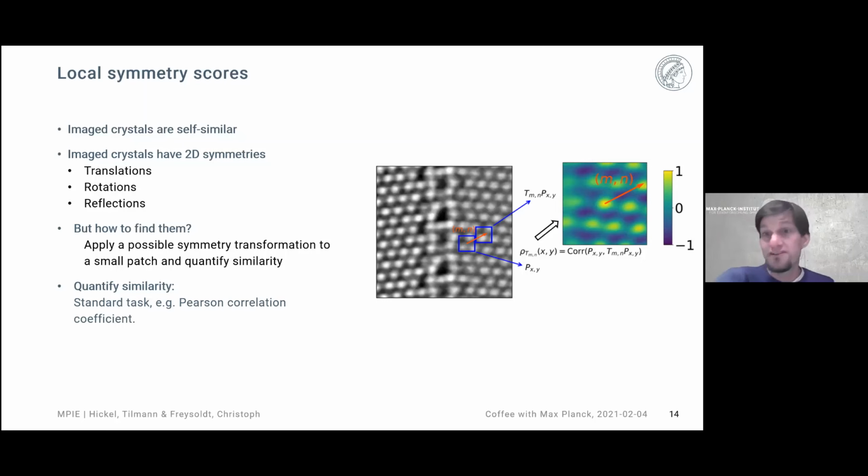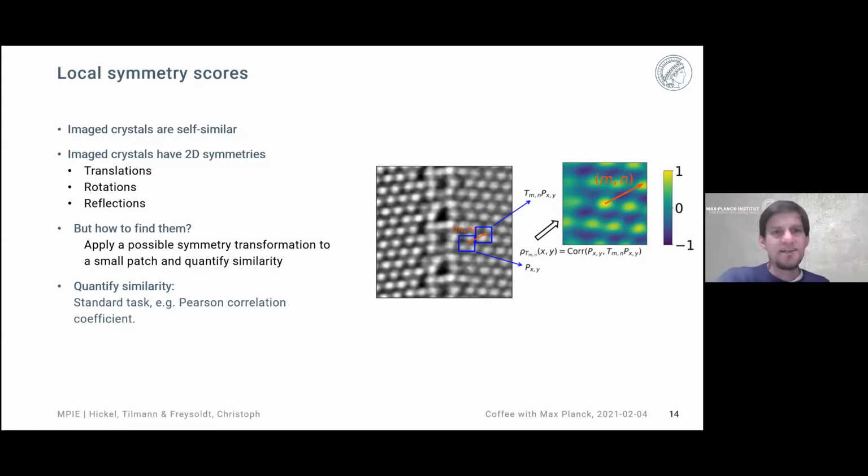For quantifying similarity, we can go back to standard approaches. There is, for example, the Pearson correlation coefficient, which works for any data set where you can enumerate the values, and it more or less boils down to a simple scalar product of the data put together as a vector.